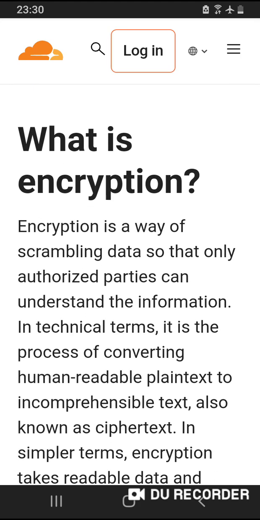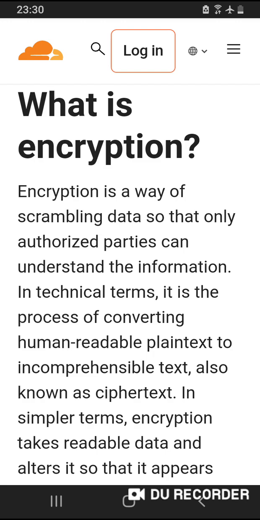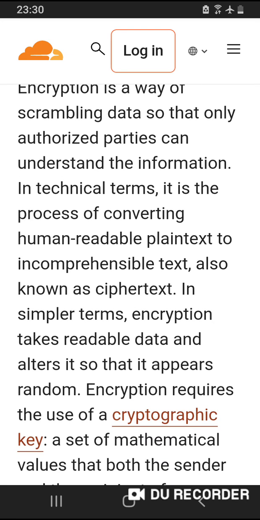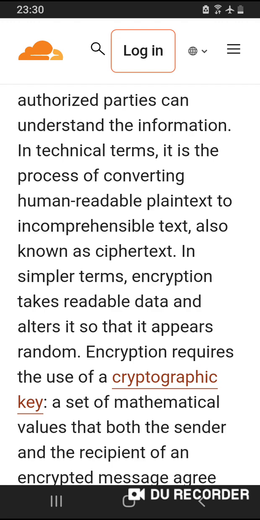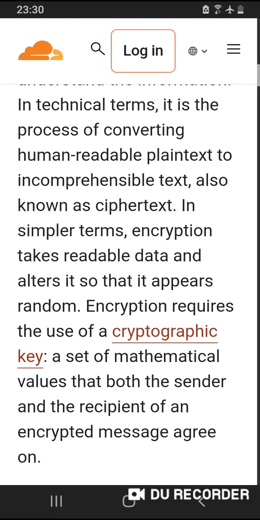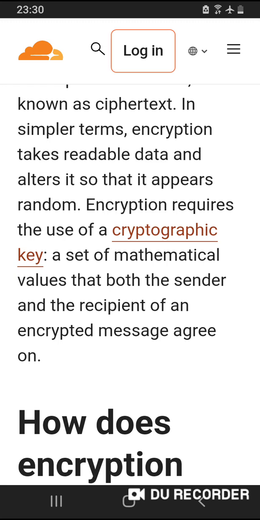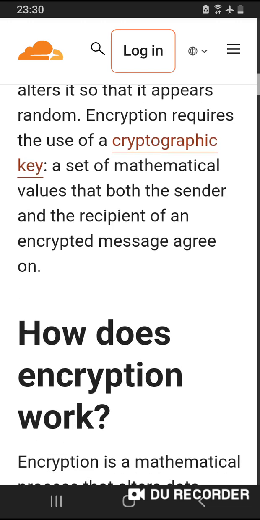What is encryption? Encryption is a way of scrambling data so that only authorized parties can understand the information. In technical terms, it is the process of converting human-readable plain text to incomprehensible text, also known as ciphertext. In simpler terms, encryption takes readable data and alters it so that it appears random. Encryption requires the use of a cryptographic key, a set of mathematical values that both the sender and the recipient of an encrypted message agree on.